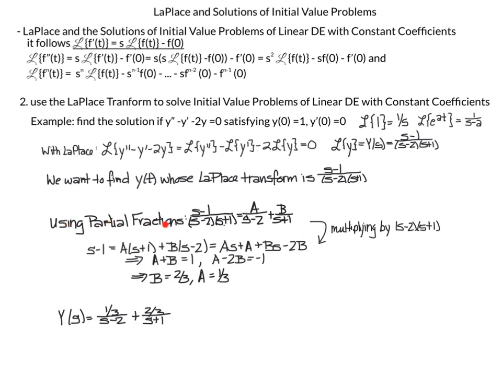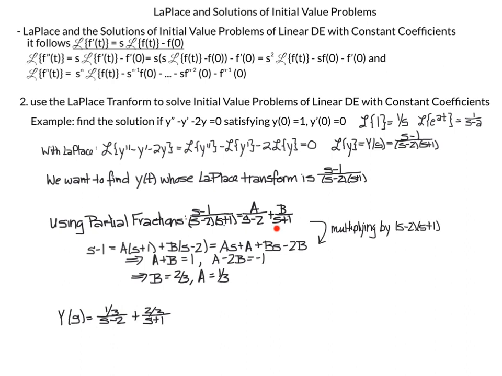is start by using partial fractions. So we have s minus 1 over s minus 2 times s plus 1, and we want to break this fraction apart into A over s minus 2 plus B over s plus 1. The reason why we want to do this is we know what the Laplace transform is of something of the form 1 over s minus a. We know that 1 over s minus a is the Laplace transform of e to the at. So we want this simplified form so we can get something we know.